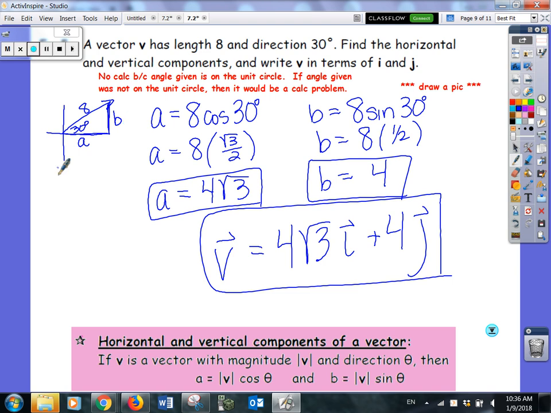So now we could say cosine of 30 degrees equals A over 8. Sine of 30 degrees equals B over 8. And then what happens when you solve for A? You multiply by 8 on both sides: 8 times the cosine of 30. So SOHCAHTOA works exactly the same. If the direction had been 31 degrees, all that would change is we'd need a calculator. Or if it had been 20 degrees, the only thing that changes is we have a calculator. If it's anything that's on our unit circle, we can do it without.